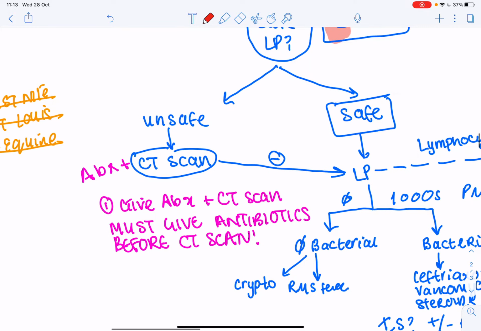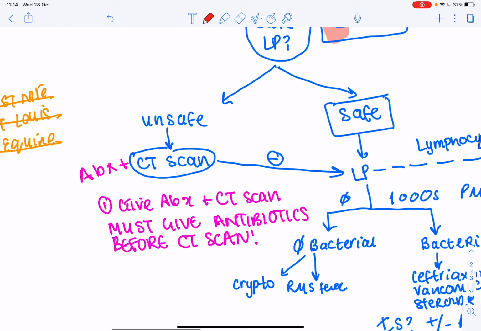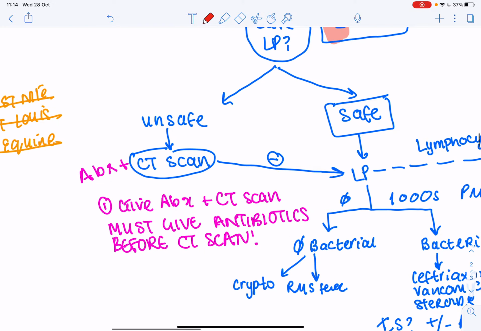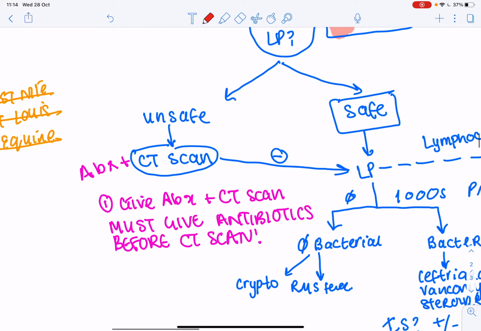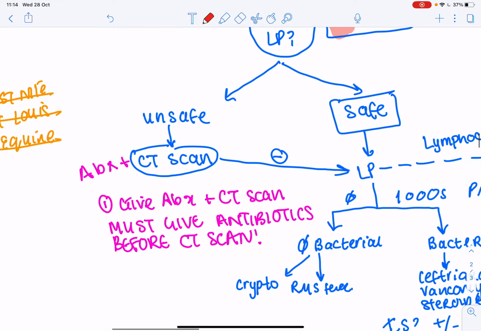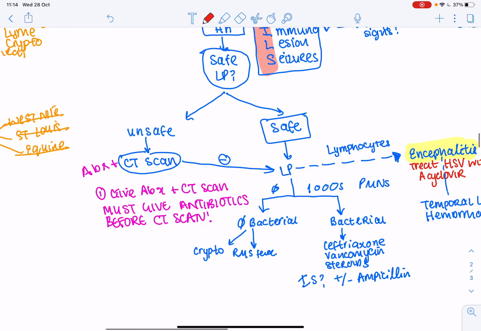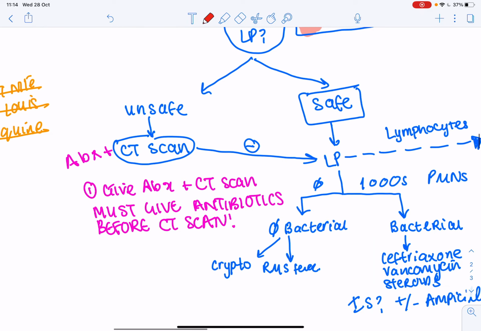Is there raised intracranial pressure? And then is there a space occupying lesion? What is there? But are we going to do a CT scan straight away, or are we going to start antibiotics? No, you cannot do the CT scan straight away. You need to first order the antibiotics, give the antibiotics, and then give the CT scan. You must give the antibiotics before the CT scan.